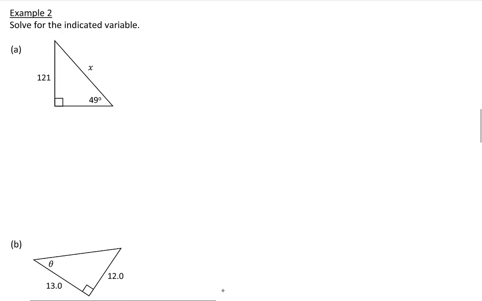Example 2. This is just more practice using our ratios. So solve for the indicated variable. So for example A, let's explain what we have. We're focused on angle 49. We're focused on the 49 degree angle, and relative to the 49 degree angle, x is our hypotenuse, and 121 is opposite the 49 degree angle. So we need a ratio with opposite and hypotenuse. So we're going to use our sine ratio.